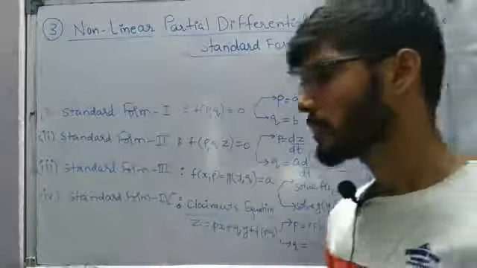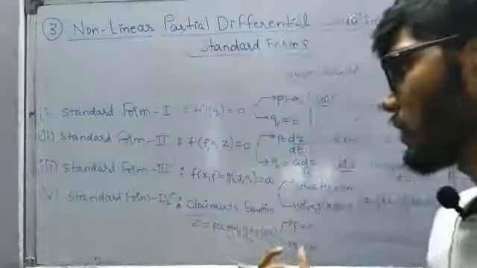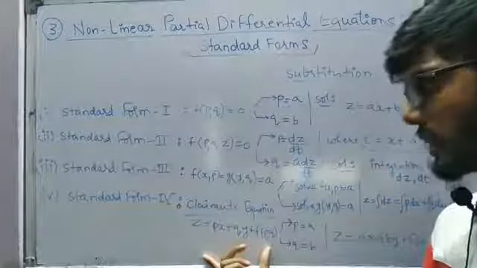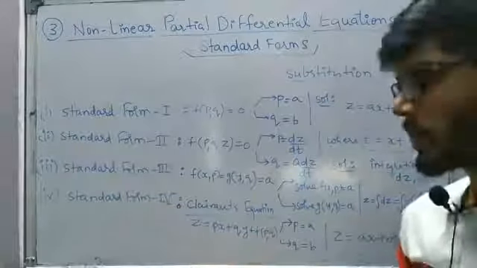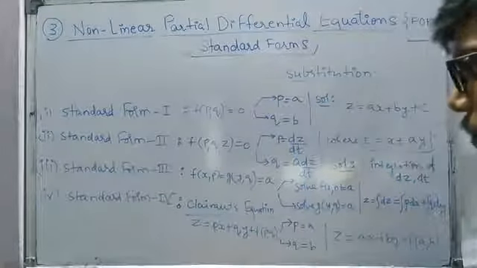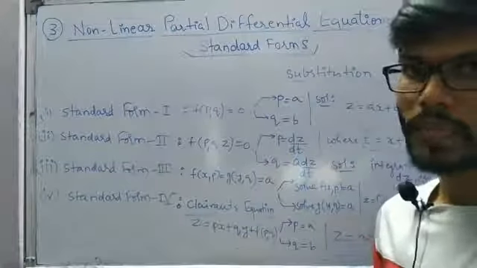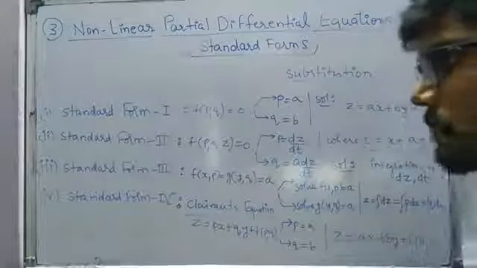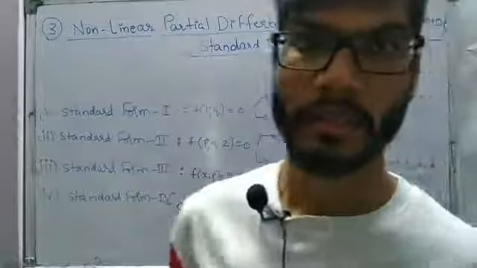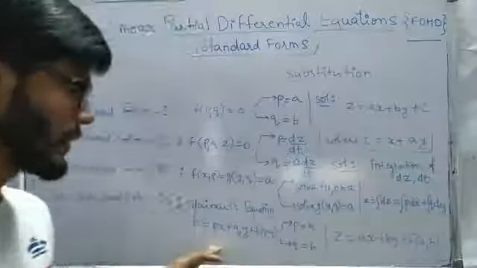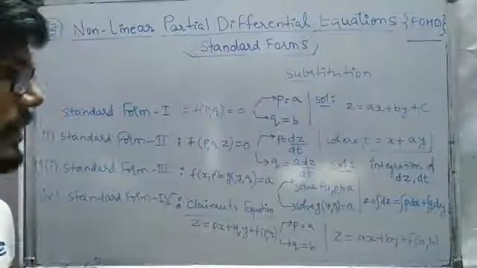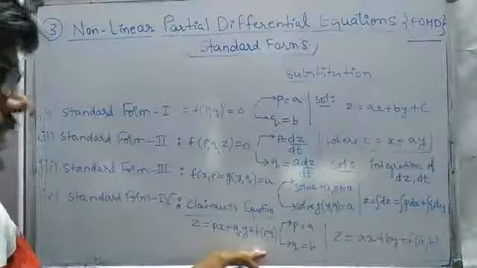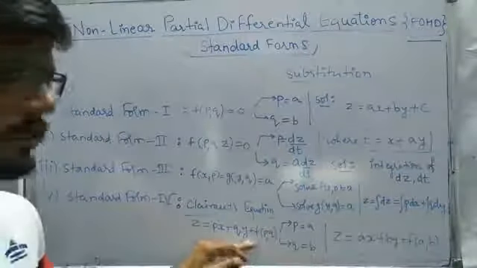And the final form, standard form 4, is nothing but Clairaut's equation, and we have the direct standard equation as z is equal to px plus qy plus function f of p comma q. So most of the time we are going to encounter this particular equation directly, but if it is not in this particular format, then with a little modification or little adjustment, we'll have to come up with this equation, because once we have this format, there is nothing much left.